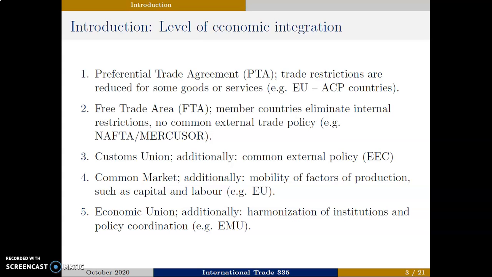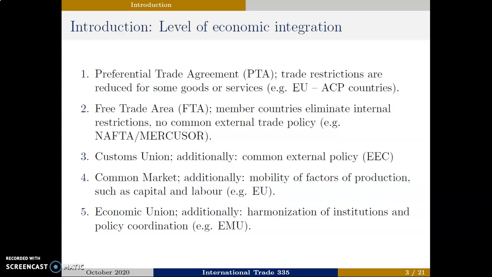The next level is a free trade area. This is an area where all trade limitations on goods and services are removed, but where there is no common external trade policy. Examples of this are NAFTA and Mercosur. NAFTA was replaced by the USMCA by Donald Trump in 2018, but many details of the agreement stayed the same.